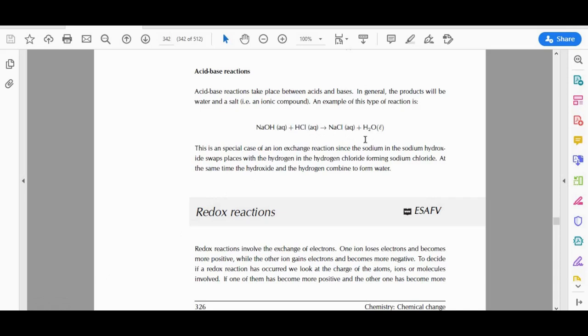Okay, now why is this a special example of ion exchange? It's special because the sodium in sodium hydroxide swaps places with the hydrogen in the hydrogen chloride to form NaCl, right? And as that is happening, water is also forming at the same time, okay?